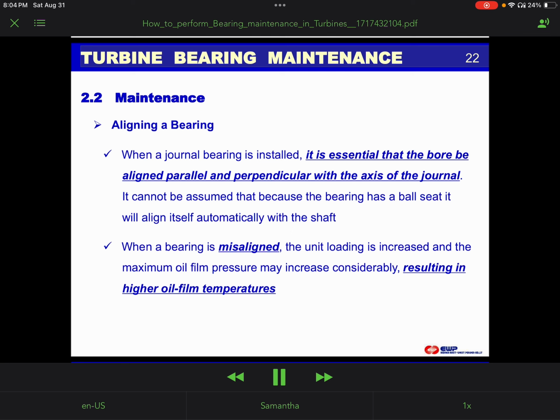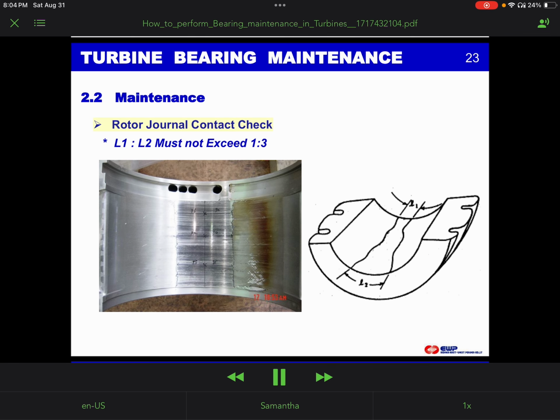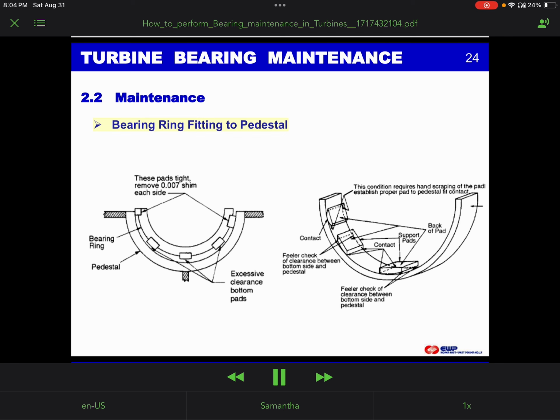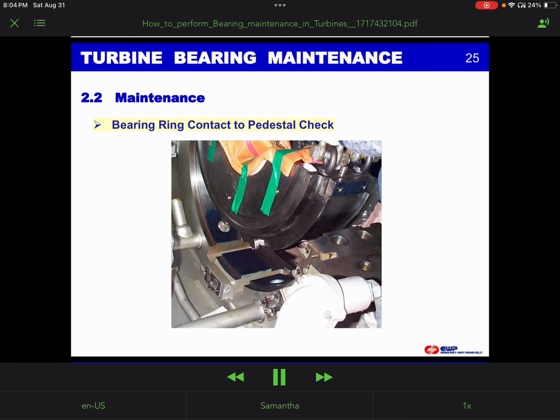Turbine bearing maintenance 22. Rotor journal contact check. 2.2 Maintenance. Turbine bearing maintenance. L1, L2 must not exceed 1.3. 23. Bearing ring fitting to pedestal. 2.2 Maintenance. Turbine bearing maintenance 24. Bearing ring contact to pedestal check.